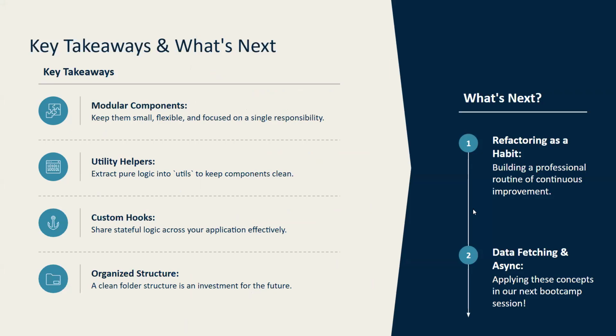So let's try to discuss what has been discussed so far, and understand some key takeaways from today. The first one, modular components should stay small, flexible, and focused on a single responsibility. Second, utility helpers are a great place for pure logic, and we can keep our components clean and they're easier to maintain. And then third, custom hooks help us share stateful logic across the application in a reusable way.